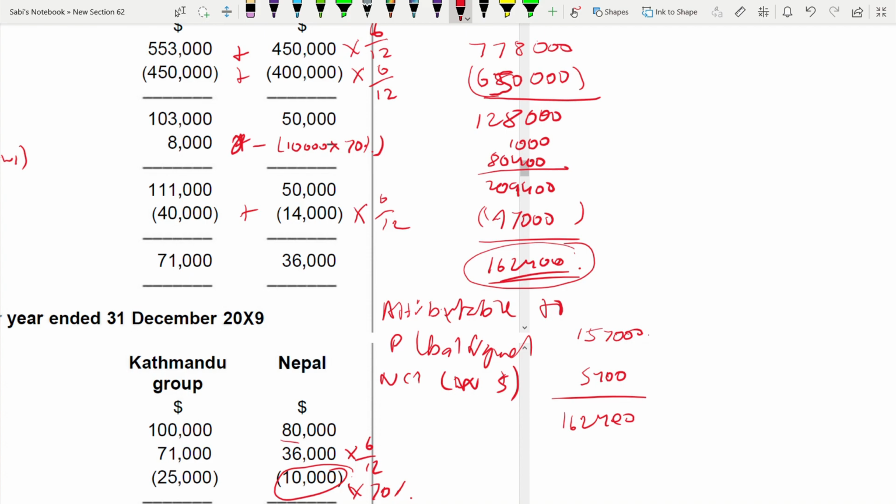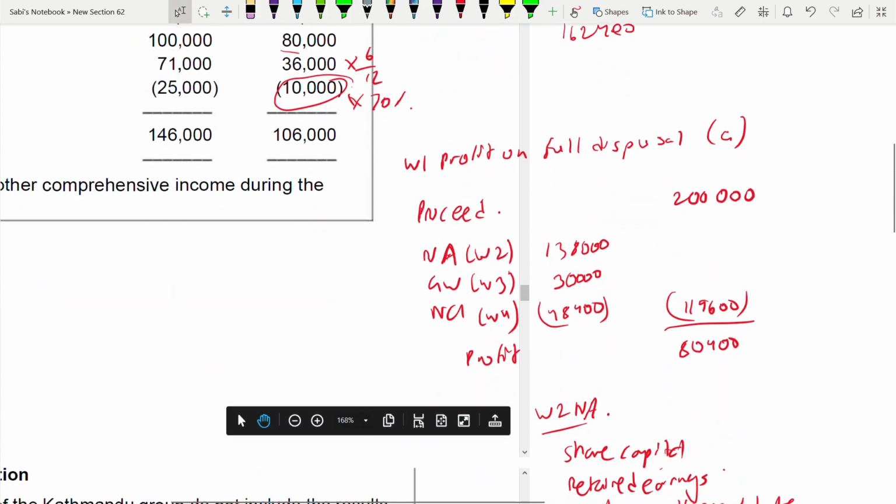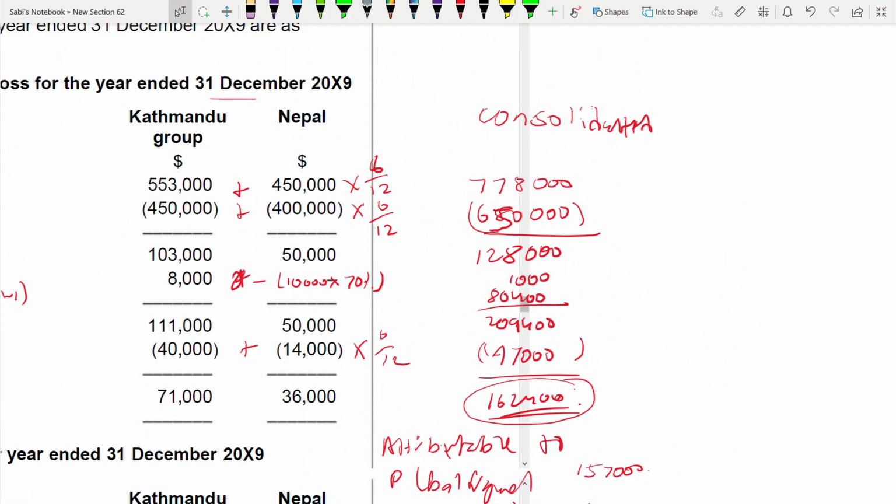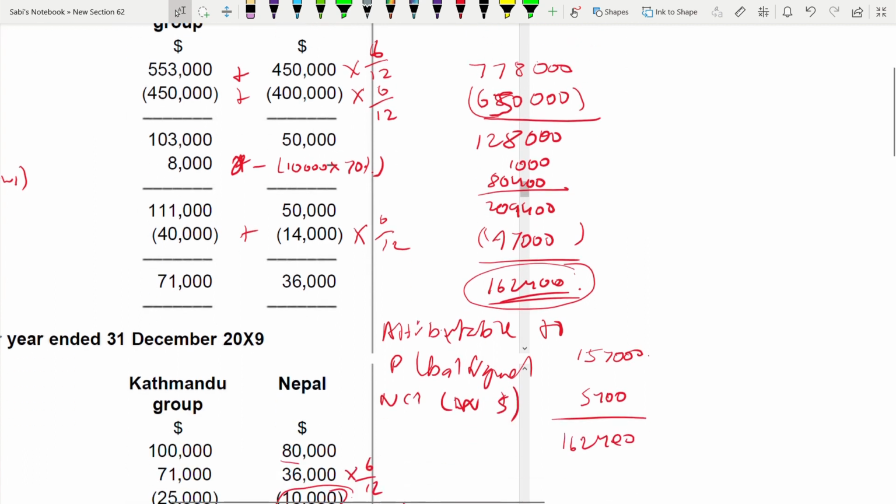So part A is done. Now we are moving on to part B. Part B, what should you do in part B? Remember, it's a discontinued operation, so you cannot consolidate. You understanding? So now what do you do?